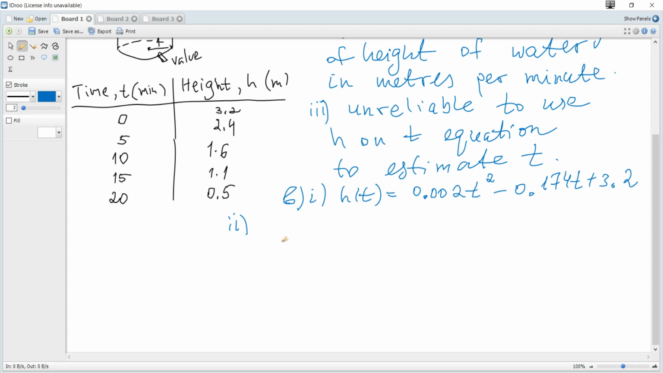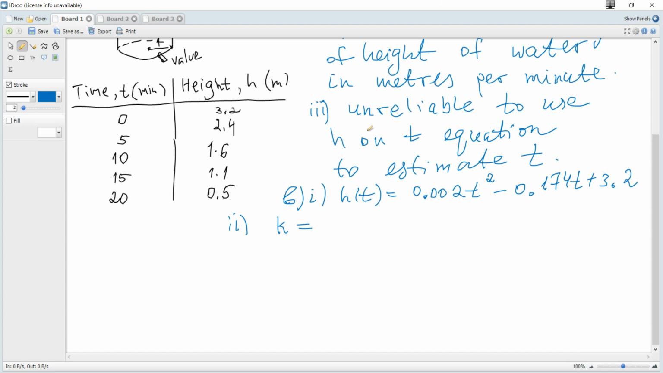And the next question. Eve uses this equation to predict the time it will take for all the water to drain out of the container and obtains an answer of k minutes, find the value of k, 2 marks. So k is time, or t, when h is 0. So we should solve this equation, and you can see that it's quadratic.